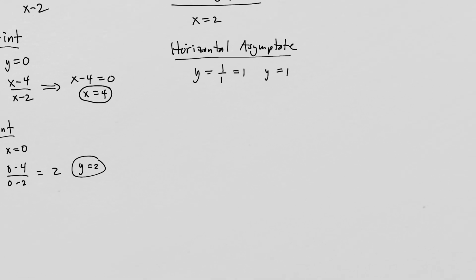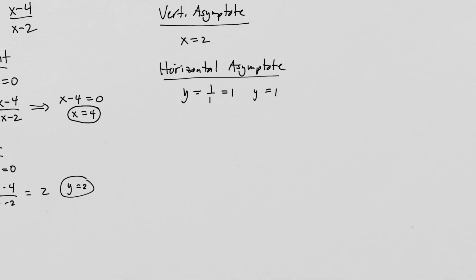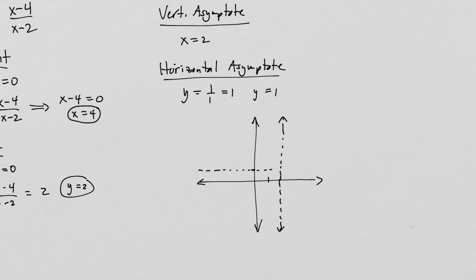So now what does that mean? Well, if we put all this together, we can start to see a rough picture of how this function is going to look. So here I have my x-axis, y-axis. I always like to do my asymptotes first. So x equals 2 is our vertical asymptote. Y equals 1, which is right here, is our horizontal asymptote.